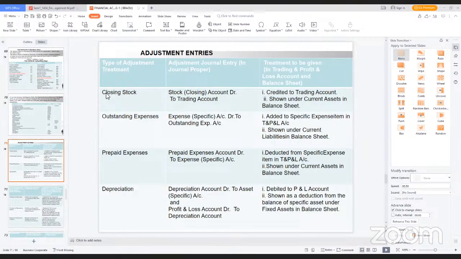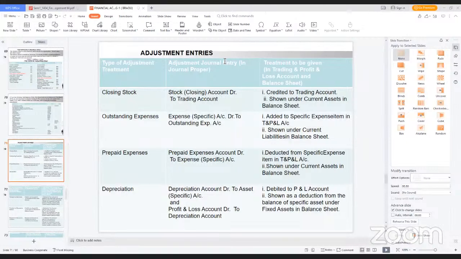Today I'm going to explain about the adjustment entries. Here we have an adjustment. How can we make the adjustment in the journal entries, and the same thing, the treatment, how can you give it in the trading account, the profit and loss account and the balance sheet. So the first adjustment I'm taking is closing stock.